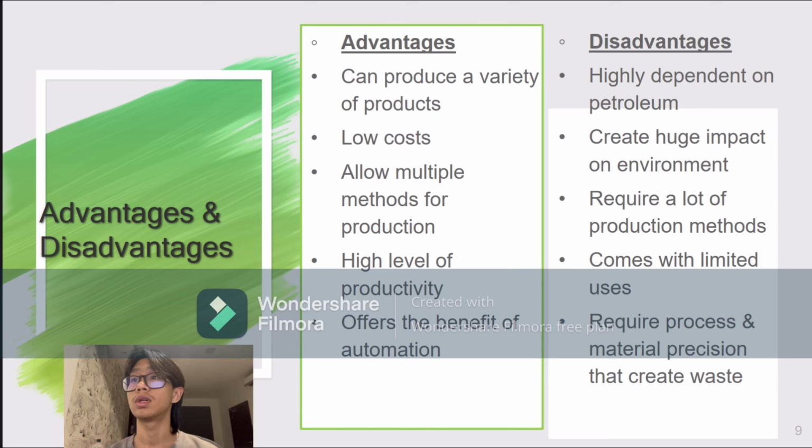The last one is it requires process and material precision that creates waste. Although this technology already uses automation to produce high quantities of product, it is still limited to hollow forms. It can result in wasted material from processing containers with specific dimensions.